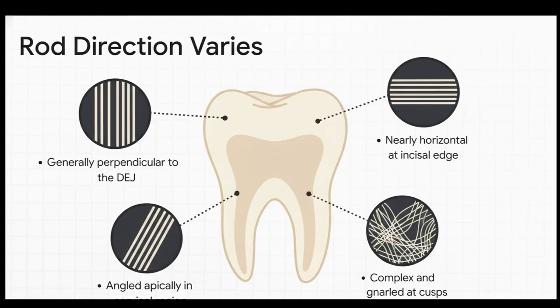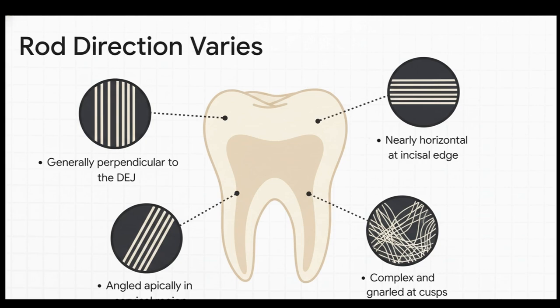But here's the thing. These rods aren't just neatly stacked like logs, no way. Their direction actually changes depending on where they are in the tooth, and it's all about resisting force. For the most part, they run perpendicular to the layer underneath, the dentin-enamel junction, or DEJ.